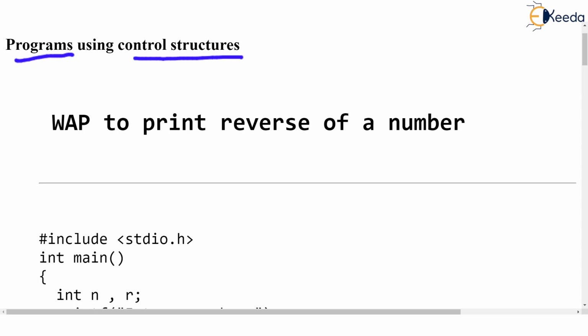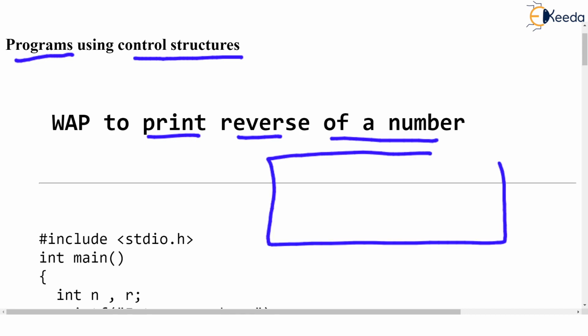The first one is printing reverse of a number. What is our aim is, when the program runs, user should be asked to enter some number. Let's say user enters the number as 18 and hits enter. Then the output should be 81, reverse of this number entered.